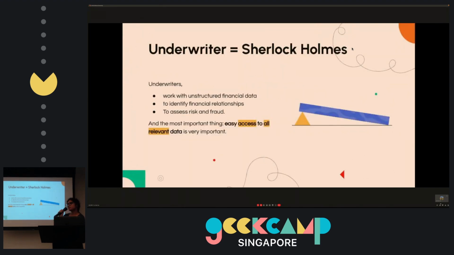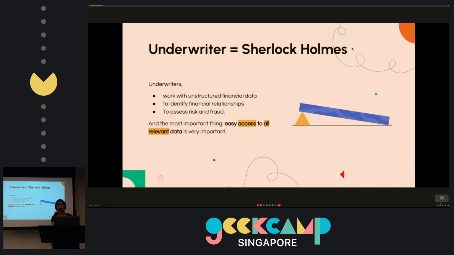Well, this is casual underwriting, but officially for NBFCs, financial institutions, underwriters are like Sherlock Holmes. Not only do they work with information that they are provided with directly by the companies who come to them for loans, they also work with a ton of external data to create a business risk profile for these companies. So these are people who are working with unstructured financial data.